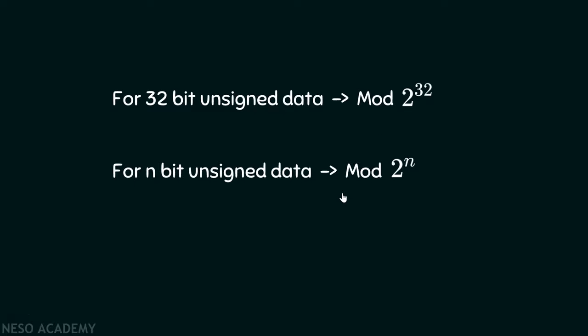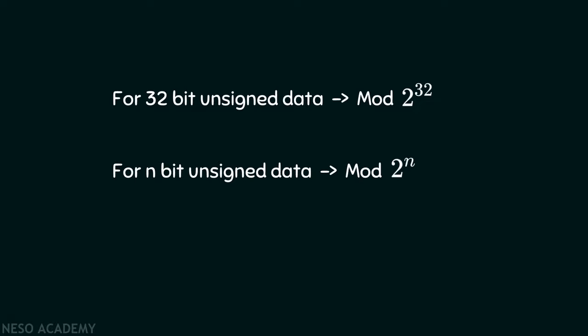Now let's talk about the signed range. Signed range is a little different, but the idea is the same. Let's again take an example of 3-bit data. For 3-bit data, the signed range would be -4 to +3, according to 2's complement representation.